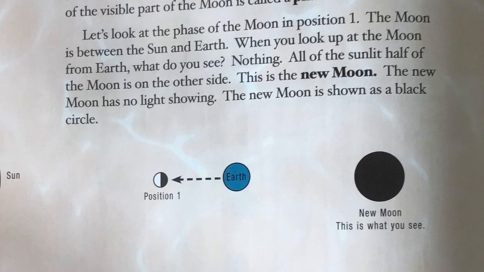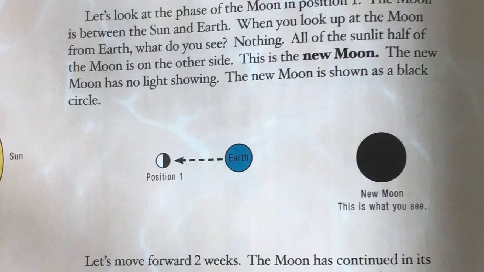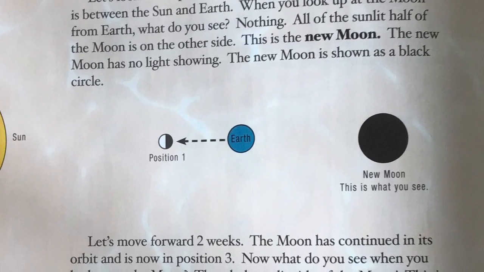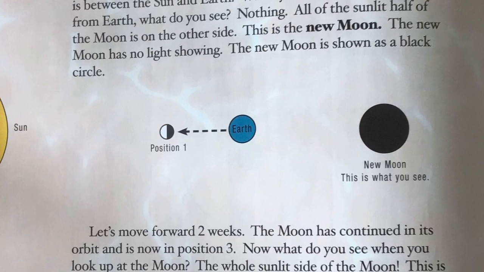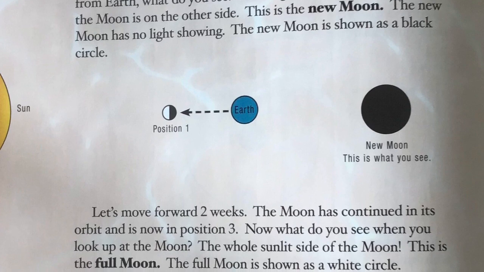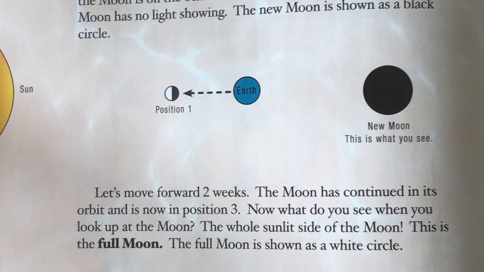So let's look at the phase of the moon in position 1. The moon is in between the sun and the Earth. When you look up at the moon from Earth, what do you see? Nothing. All the sunlit half of the moon is on the other side. This is what's called the new moon. The new moon has no light showing. The new moon is shown as a black circle.